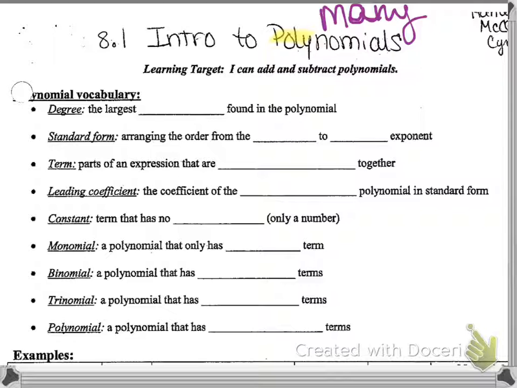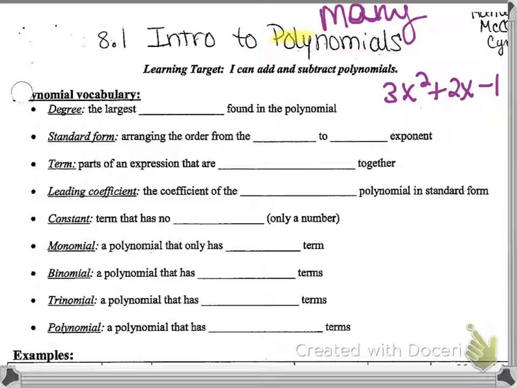So the first thing we want to talk about is what is a polynomial. If it has many terms, it's all made up of monomials. So for example, 3x squared plus 2x minus 1, that would be considered a polynomial.